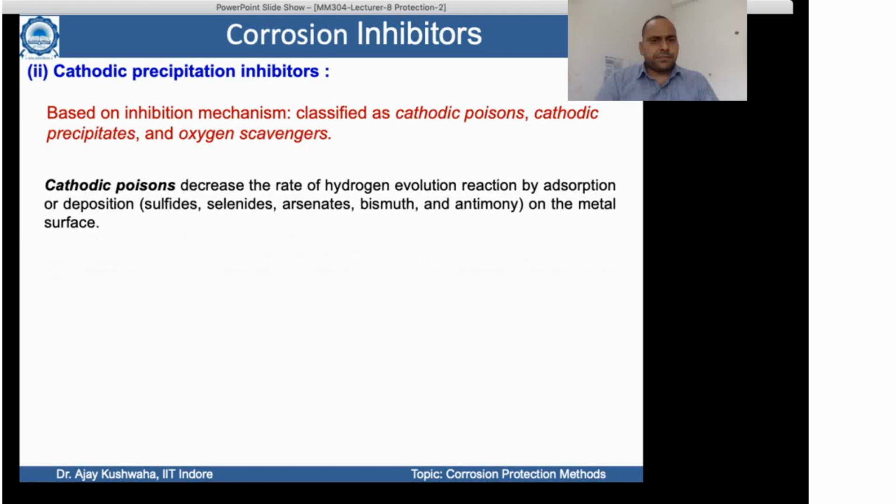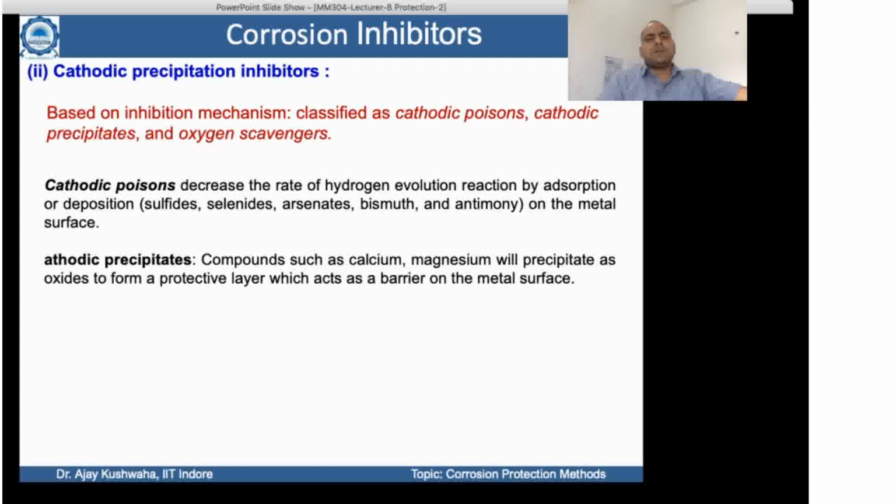The first one is the cathodic poison. They decrease the rate of the hydrogen evolution reaction by adsorption or deposition of sulfide, selenide, arsenic, bismuth, or antimony on the metal surface. If these are deposited, then at the cathode side we are observing water reduction, or we can say hydrogen reduction, so hydrogen gas is forming there. If we reduce the hydrogen evolution, it means we are reducing the cathodic reaction. So if these depositions of sulfide, selenide, or whatever we have put in are there, then this reaction is reduced, meaning there is less effect at the cathode.